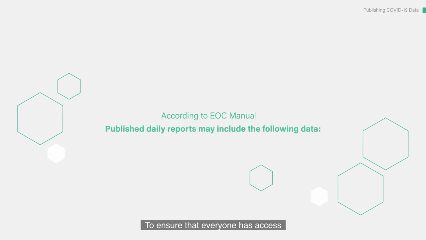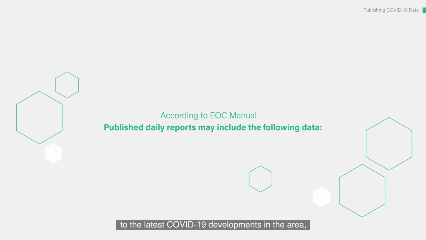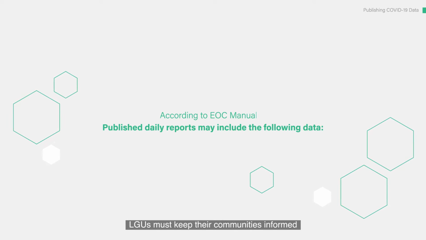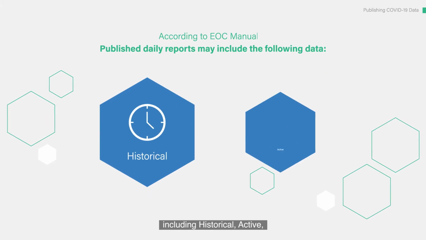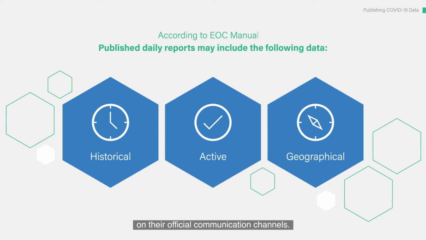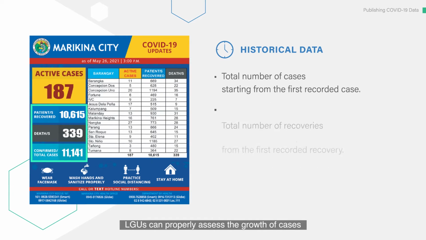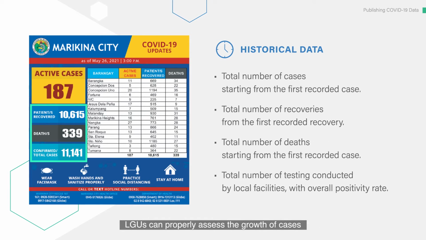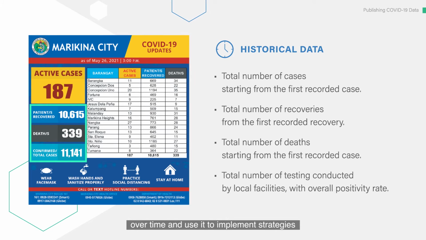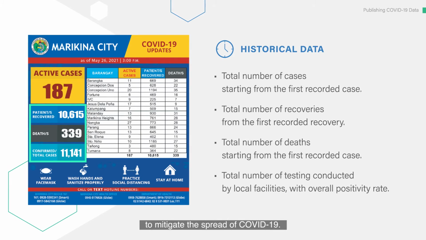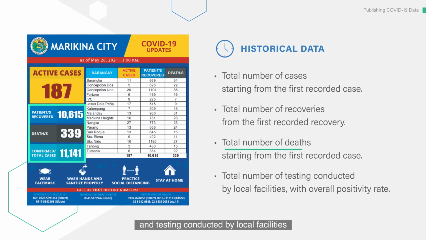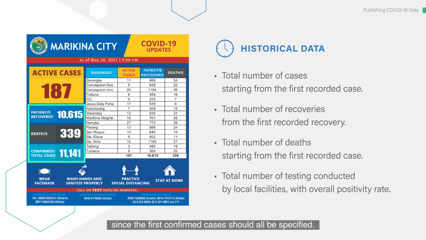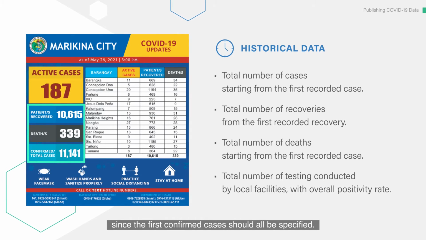To ensure that everyone has access to the latest COVID-19 developments in the area, LGUs must keep their communities informed through publishing daily reports, including historical, active, and geographical data on their official communication channels. With comprehensive historical data, LGUs can properly assess the growth of cases over time and use it to implement strategies to mitigate the spread of COVID-19. Under this section, the total number of cases, recoveries, deaths, and testing conducted by local facilities since the first confirmed cases should all be specified.